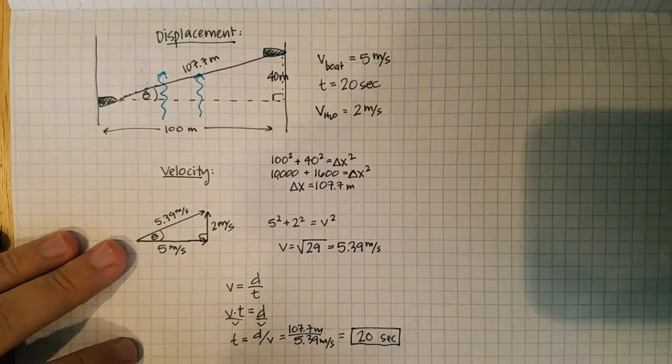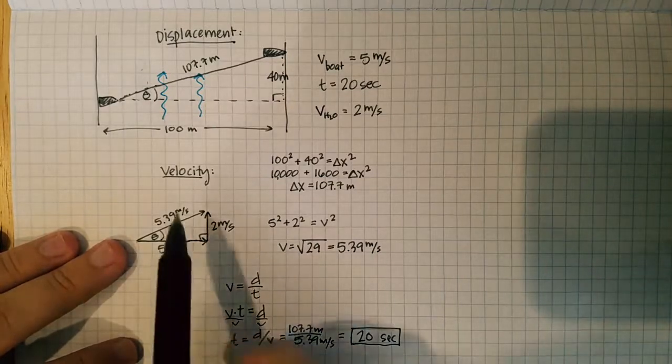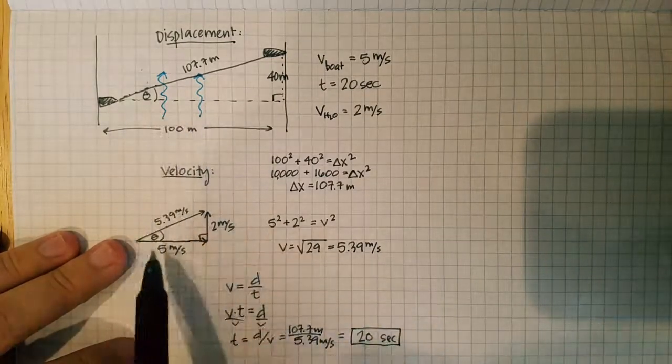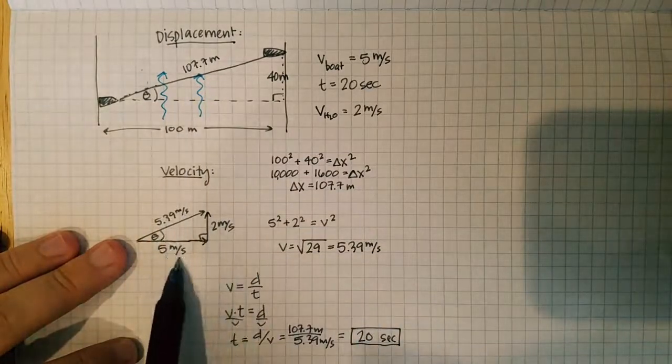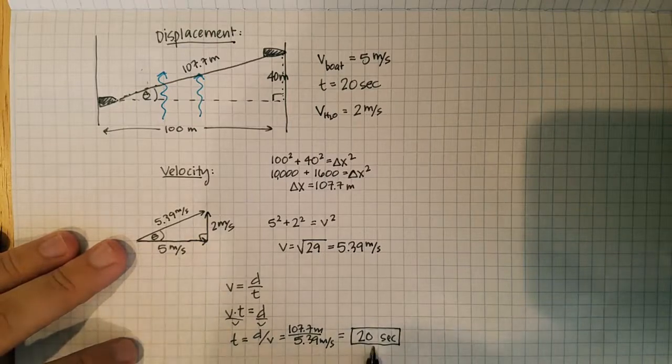Something else that's really clever for you geometry lovers, notice that the scale factor for our displacement and our velocity triangles was 20. Why was it 20? Because that was the time that we were traveling.